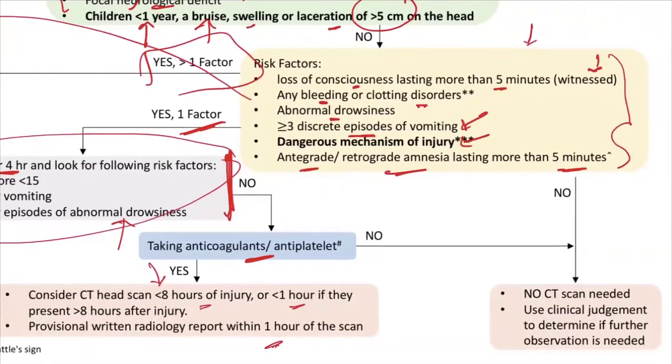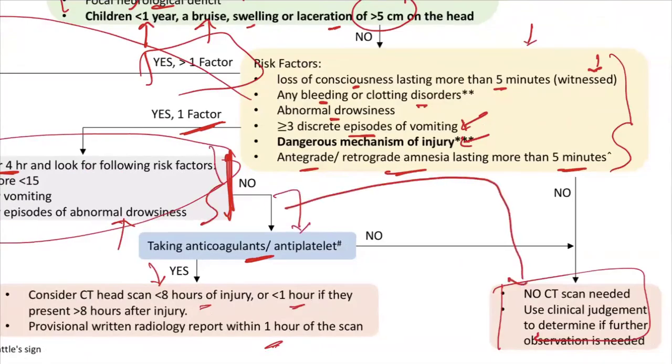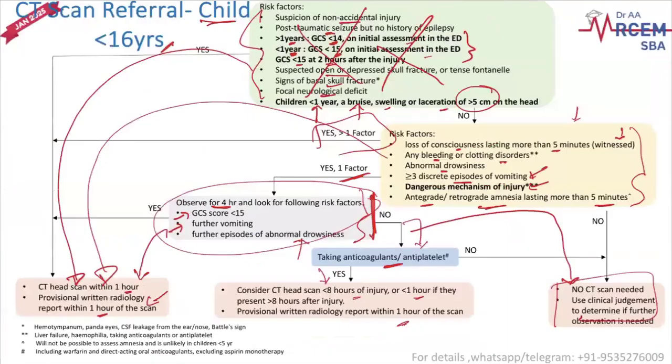If none of these risk factors are present, then a CT scan is not required. After 4 hours, if none of the following is there and the patient is not taking any anticoagulant or antiplatelet, then no CT scan is required. Again, a difficult algorithm, go through it multiple times. Questions have appeared on this. Listen to this multiple times if you're having confusion. You need to be aware of what they are mentioning. Three discrete episodes of vomiting, what they mean by that, you need to be aware of.